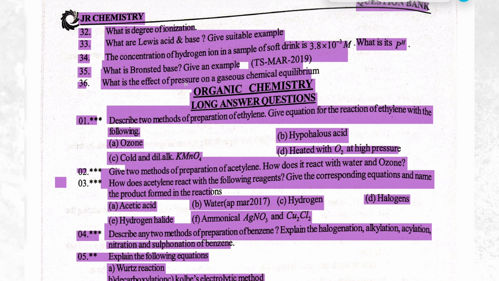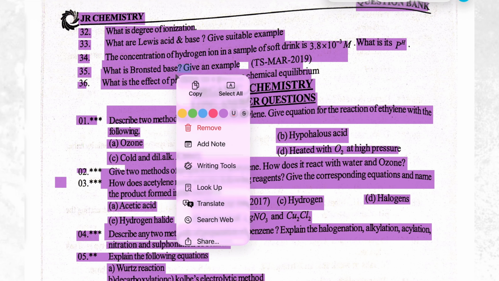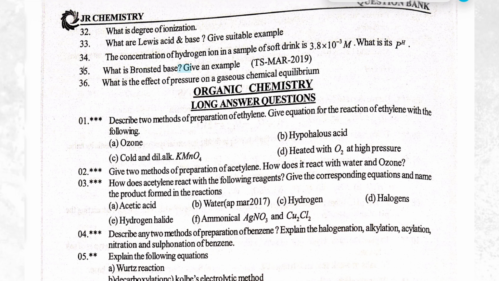This is vapor pressure, not asked this time, but previously asked: what is chemical equilibrium? So don't forget, what is chemical equilibrium? Instead of this, what is the effect of pressure on a gas chemically? You can learn the definition of chemical equilibrium.